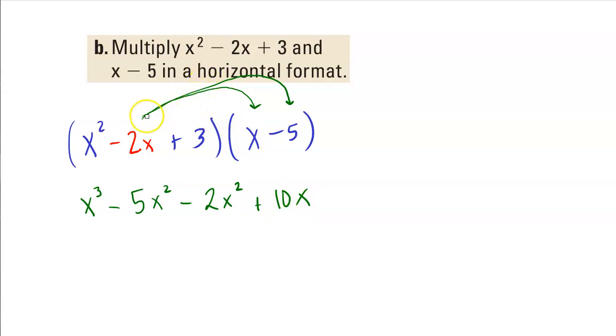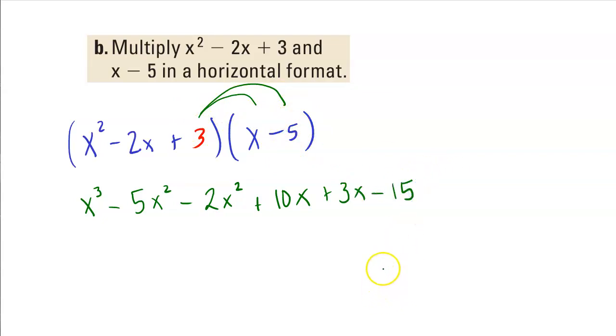And then guess what? We have to do the exact same thing, but now I'm going to go to the last term, which is plus 3. And now I have to distribute that term. So that 3 has to distribute to the x and to the negative 5. So 3 times x is 3x. And then 3 times negative 5 is negative 15, or plus a negative 15.